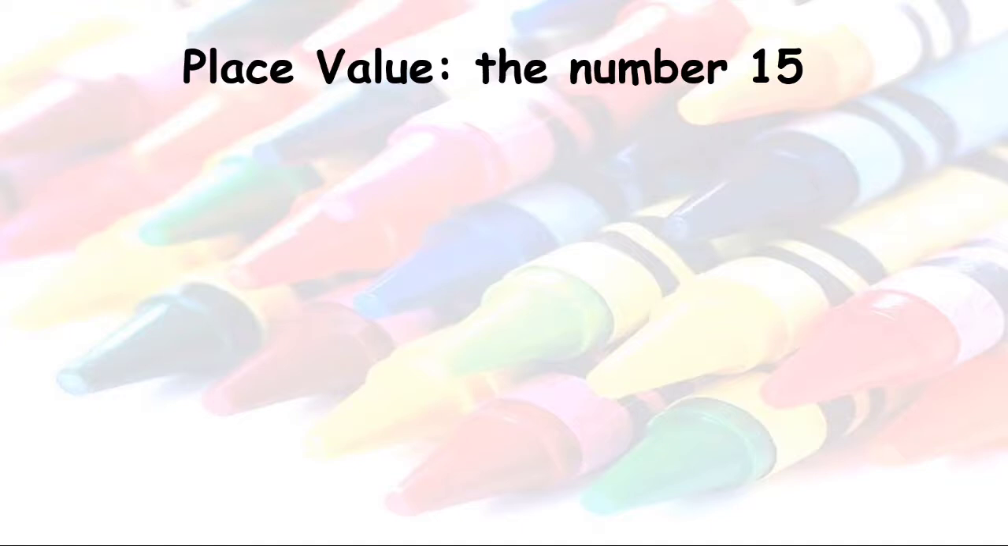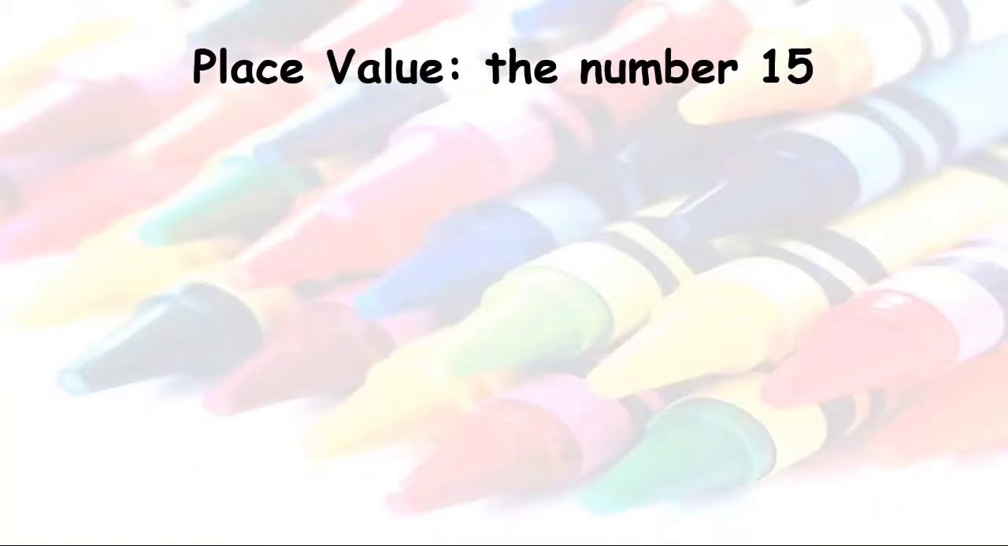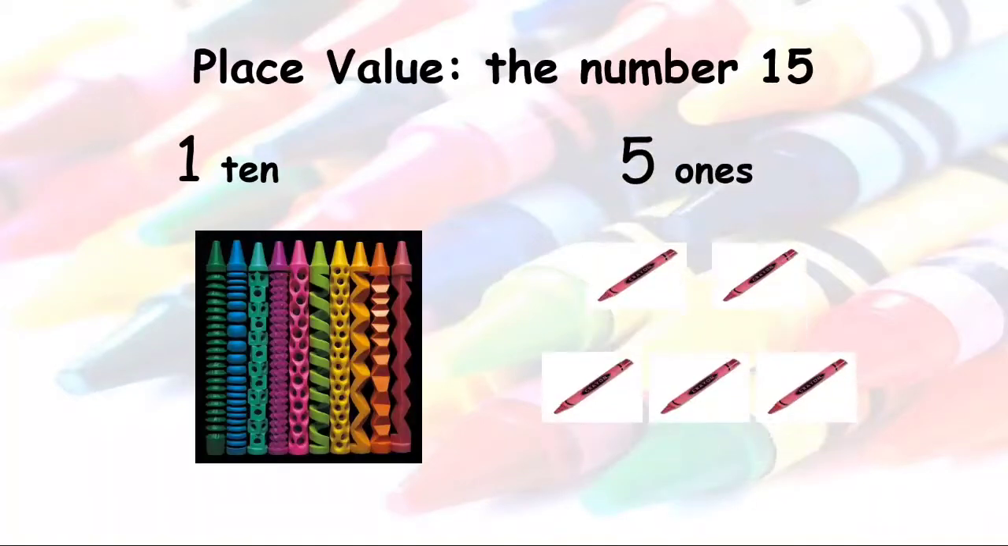Now, the number 15, as you can see, has two digits. The left digit is the tens place, the right digit is the ones place. The value of the number 1 is 10, and the value of the number 5 is 5. Like for the example of this drawing, 1 ten and 5 ones.